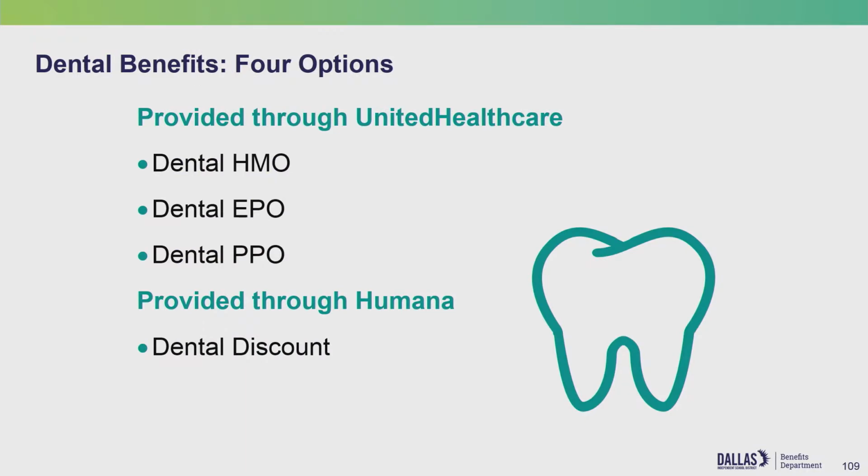So I want to talk a little bit about our dental benefits. We offer 4 dental benefit options: an HMO, an EPO, a PPO, and a dental discount program. Now you can review premiums for each of these plans through the annual benefits enrollment guide posted inside the portal and on the benefits website, but I want to talk to you a little bit about the nuances and details of the plan.